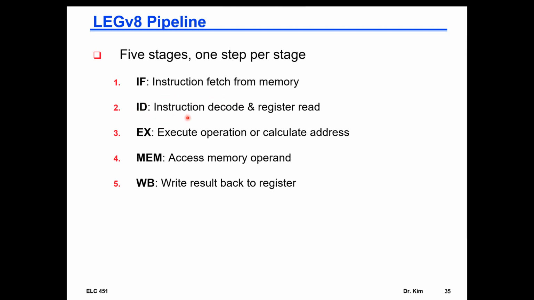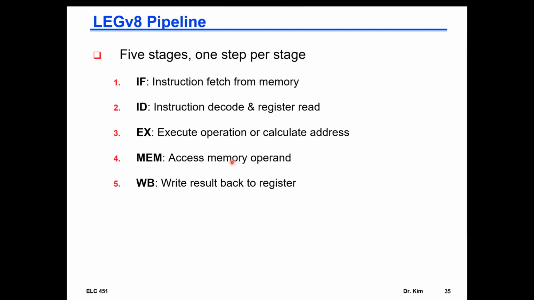After we do that, then we have a stage called execute or calculate the address, because we either have a register type instruction that we need to execute, or a load or a store or branch that uses the immediate field, and that's the calculation of the address. Then we need to access the memory. Now, if we have a register type instruction, as far as that instruction is concerned, nothing happens in this stage. It's just passing through.